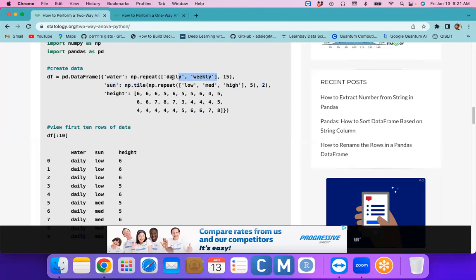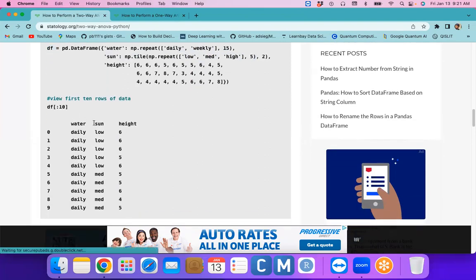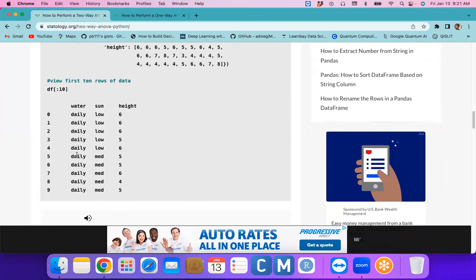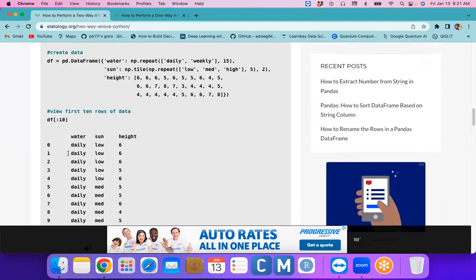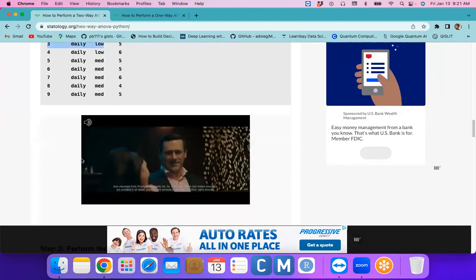Here we have two values, daily and weekly. We are repeating, each one is 15, so 30 total. This data frame has 30 samples. So water, sun, and height, each one has 30. Here we have the categorical variables, so sun and water are the categorical things.